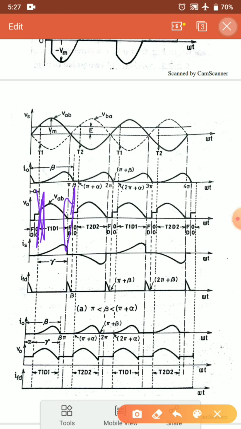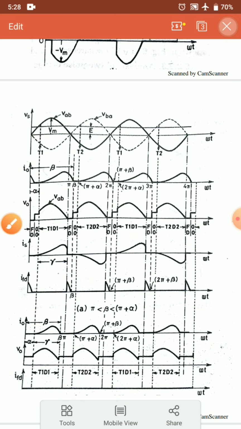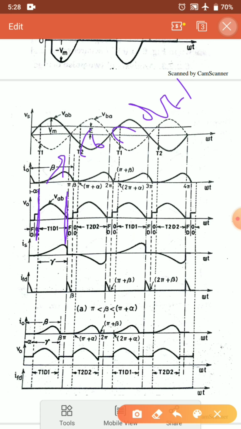Then till pi, what will happen till pi? My T1 and D1 will get reverse biased, and at pi itself, at that same duration, my thyristor T2 and diode D2 will become forward biased. Now this duration from alpha to pi is called my conduction period.